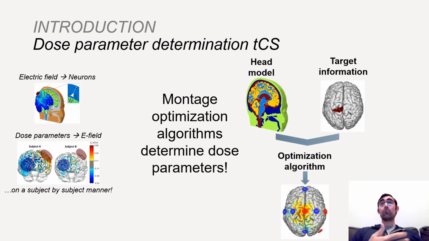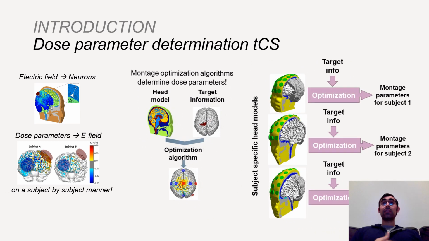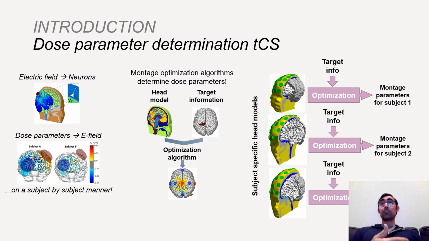To overcome this, we can employ montage optimization algorithms that take into account these idiosyncratic properties of each subject's head. These algorithms use as inputs computational head models and target information to determine the ideal dose parameters that have a desired effect on specific target areas. We can employ these algorithms in large-scale projects on a subject-by-subject basis. So for each subject, we build its own computational head model, and based on target info, we use montage optimization algorithms for each patient, thus coming up with a specific set of montage parameters for each subject.